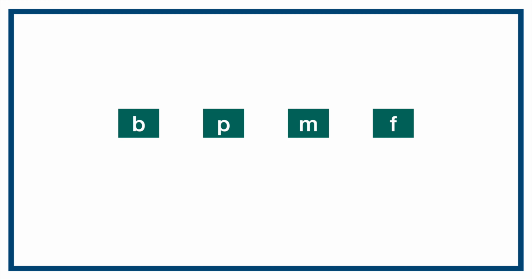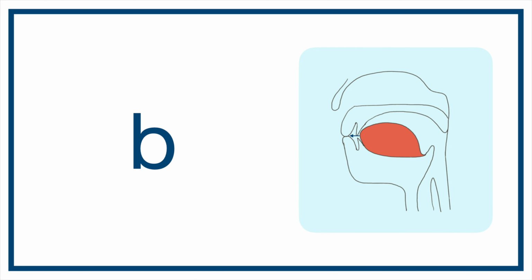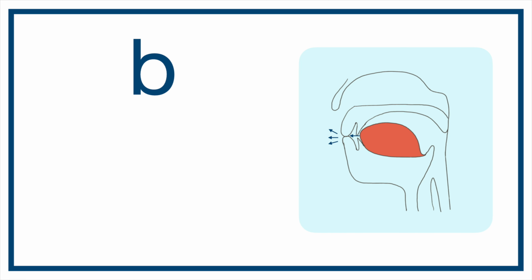Let's see the first group. The first group is pronounced with your lips. We can start with b. B is a bilabial unaspirated consonant. To pronounce b, you need to close your mouth, then let the air go through your mouth and use your lips to block the air. After that, release the air. B, b, ba, ba.